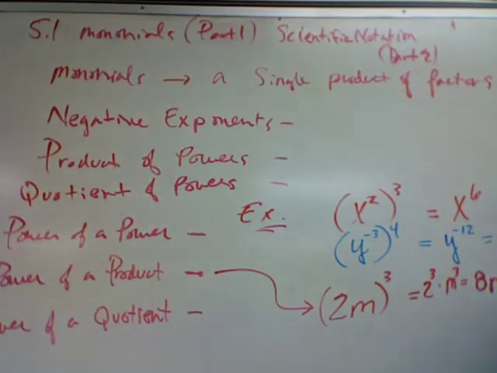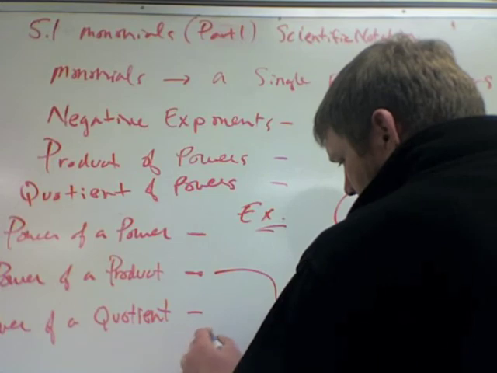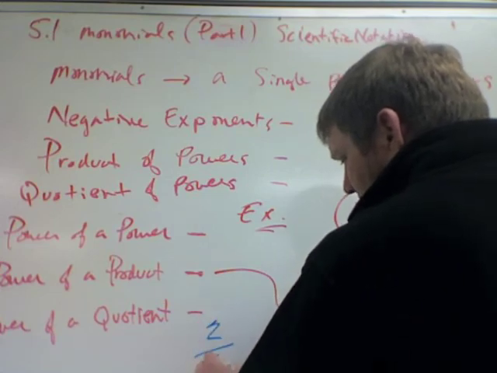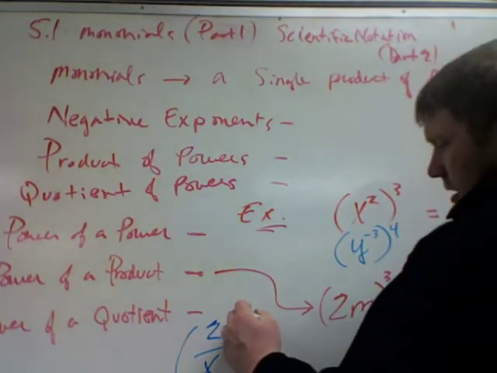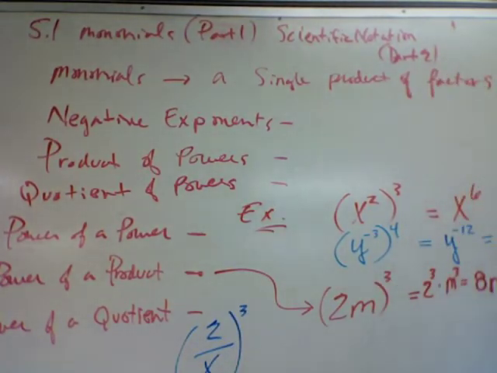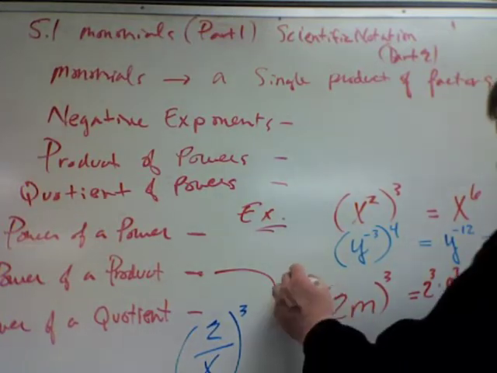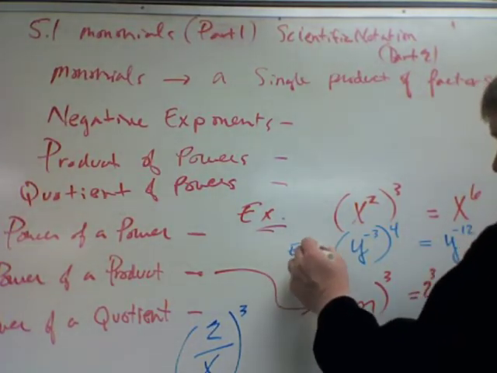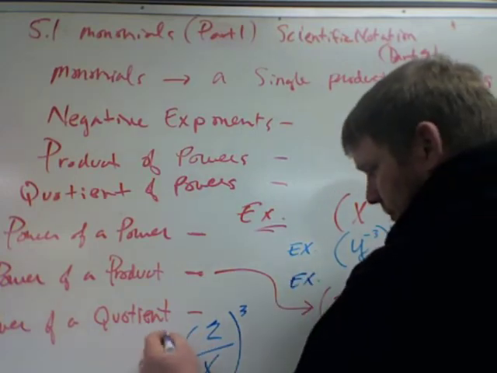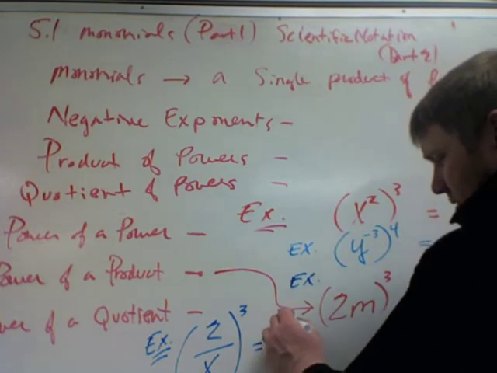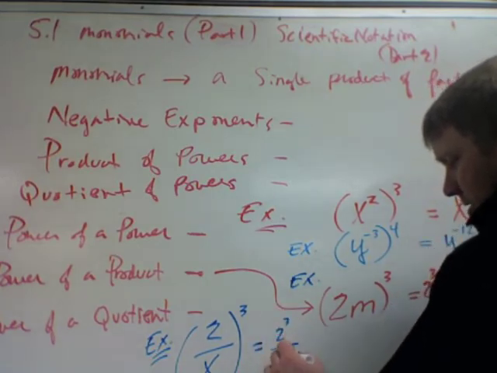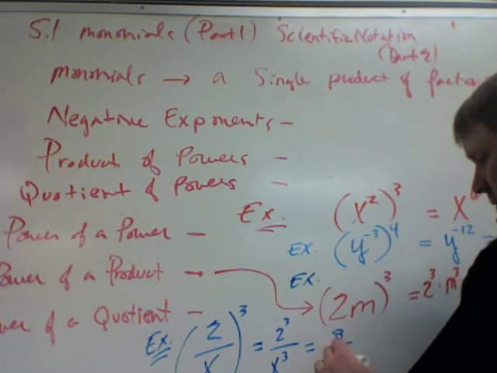And then we have 2 over x to a power. Say 2 over x, cubed. Here's an example. When I have a quotient to a power, the same thing applies. The numerator gets raised to the power, and then the x gets raised to the power. So I end up getting 8 over x cubed.